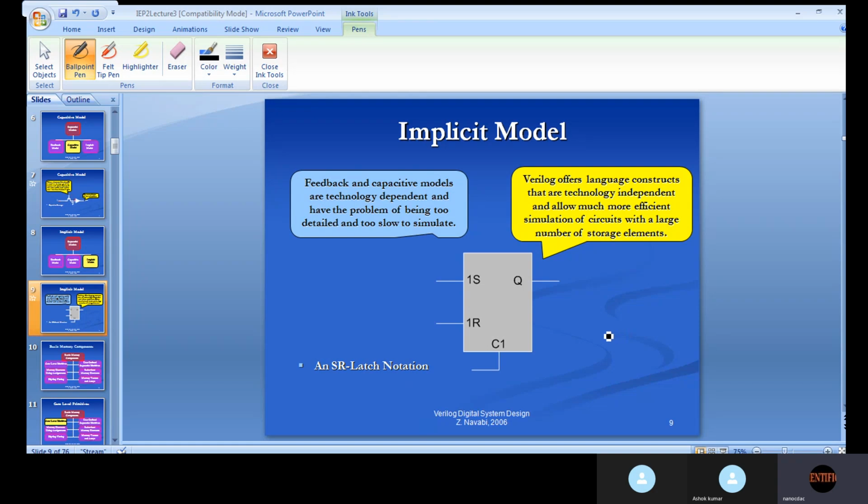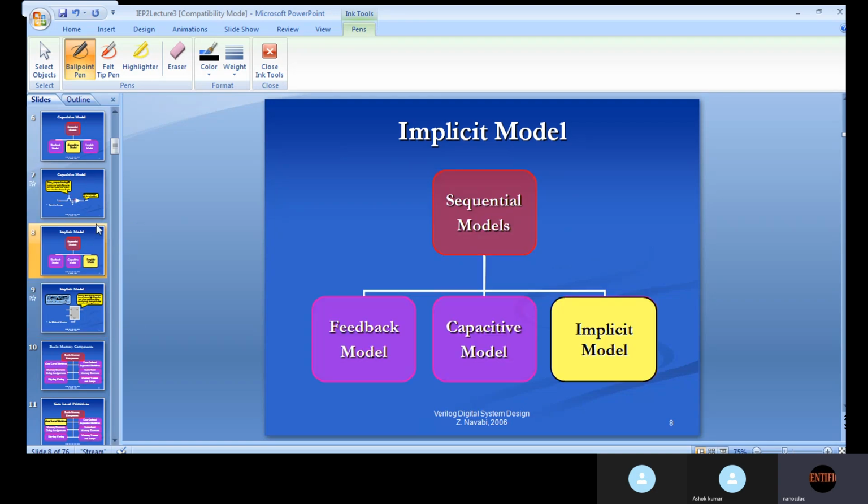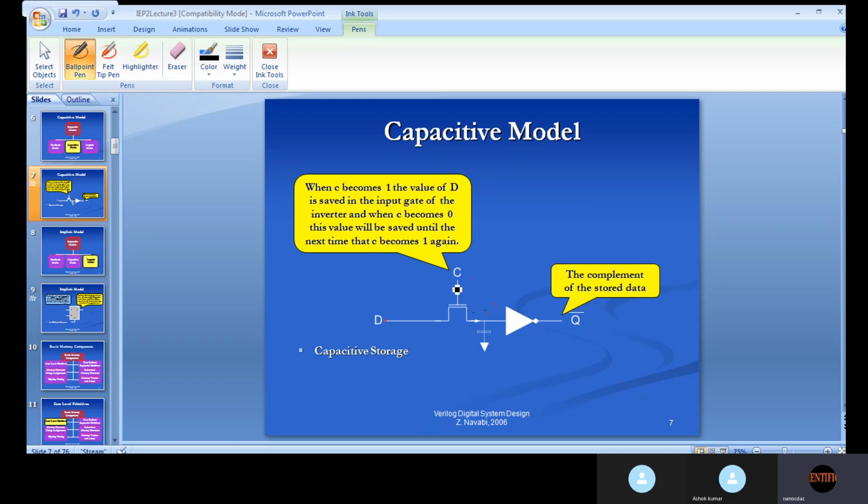Now the implicit model. First you need to know that the feedback and capacitive models are technology dependent, and also have the problem of being too detailed and too slow to simulate. In the capacitive model, this is nothing but the length of the channel, from here to here. So this indicates the size, 2 micrometer, or 1.2 micrometer, or 5 micrometer.